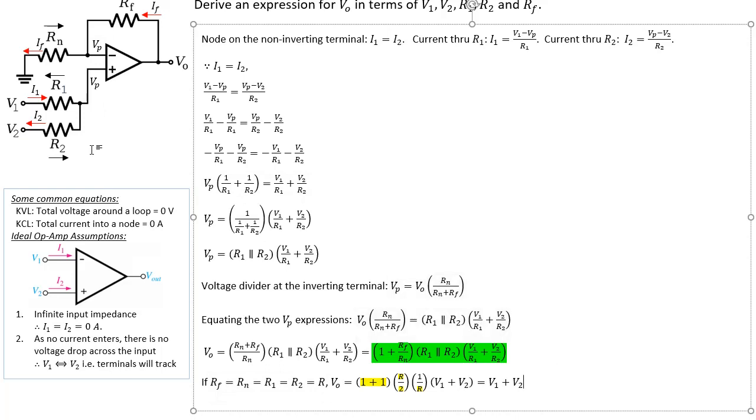Now, if there were more than these two resistors, let's say there's R3, R4, up to Rn, the general expression will basically be the parallel of all those resistors. And then the rest will be V1 over R1 plus V2 over R2 plus, and so on until Vn over Rn. And that will be the general expression for a non-inverting summing amplifier.